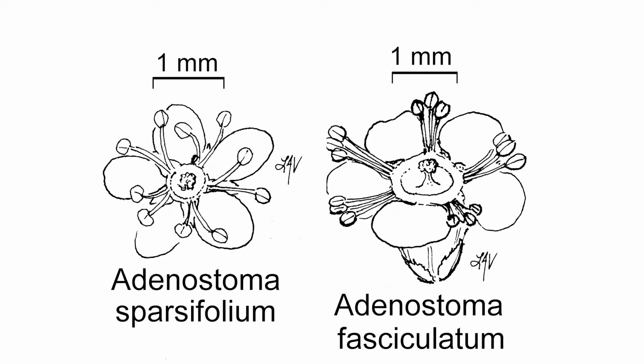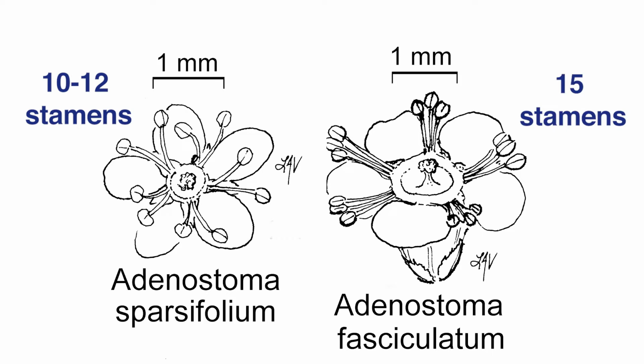Also, if you look closely at the flowers, you will see that Adenostoma sparsifolium has 10 to 12 stamens compared to the 15 found in Adenostoma fasciculatum.